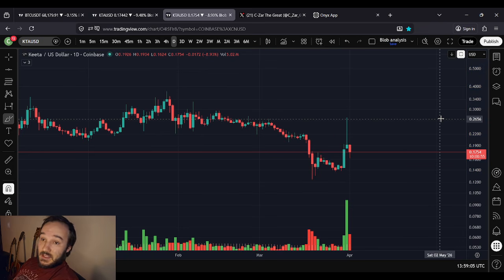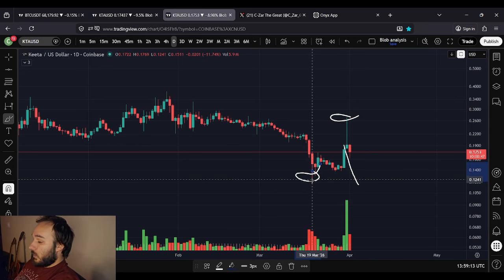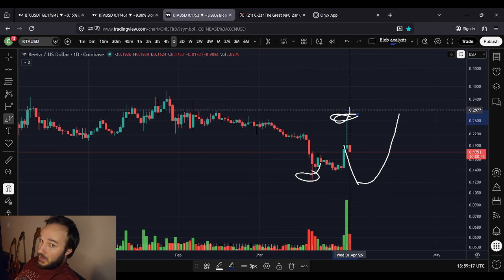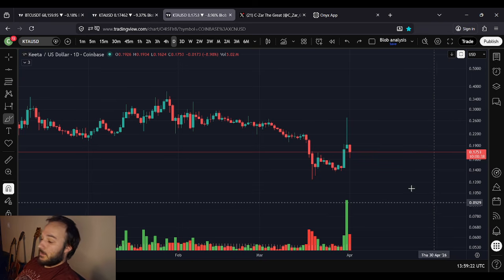And maybe by the end of April, we're back above this high. We could go below these lows, go below 15 cents, go below even 12.4 cents here, and still be back above these highs by the end of the month. It could happen. Maybe it takes longer. That could happen too.